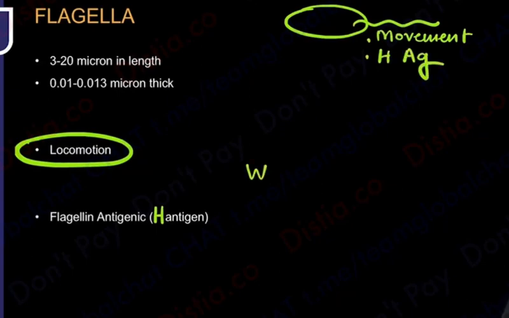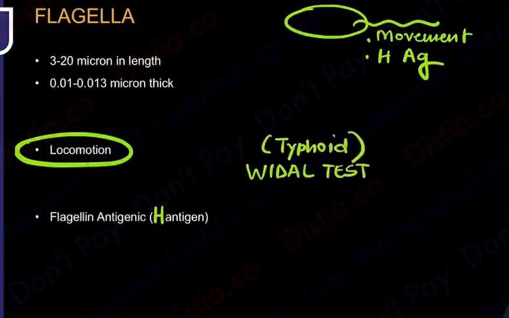Does this remind you of any test, guys? Sometime back I was telling you the Vidal test that you do for typhoid fever, and I said in Vidal test you measure two antigens, O antigen and H antigen.